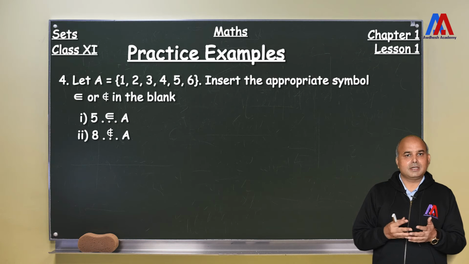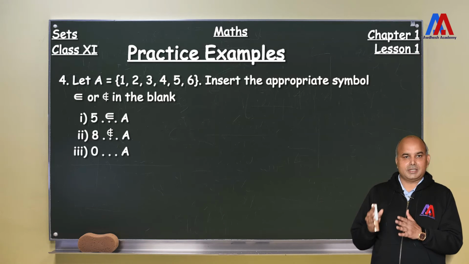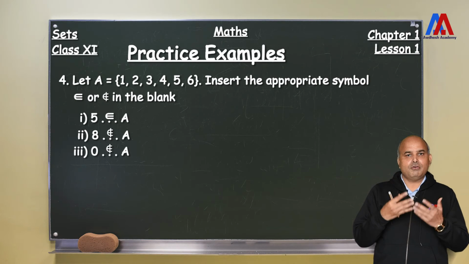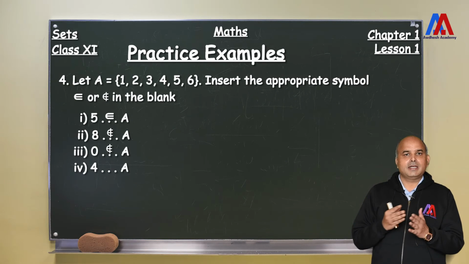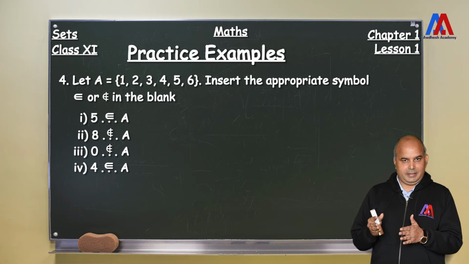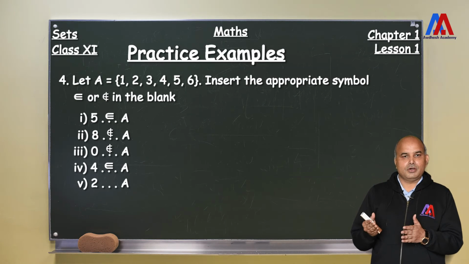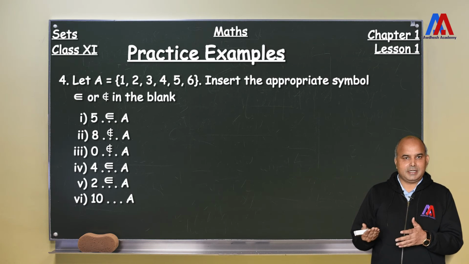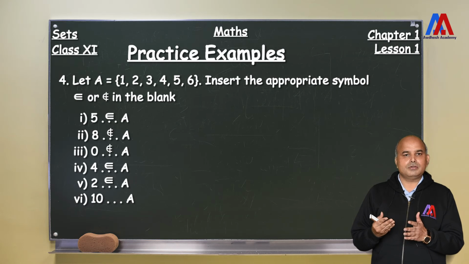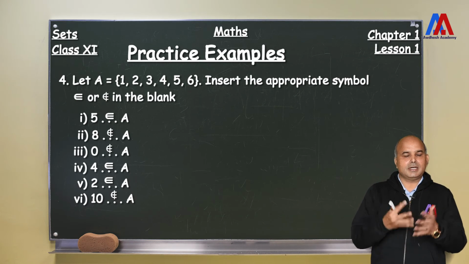Let's take the third one, 0. 0 is again not there, and therefore 0 does not belong to A, so 0 ∉ A. For 4, you can see that it is the fourth element, and therefore 4 belongs to A, so 4 ∈ A. Then if you take 2, 2 again is part of the set, and therefore 2 also belongs to A, so 2 ∈ A. If you take 10, 10 is not part of the set, and therefore 10 does not belong to A, so 10 ∉ A. These will be the symbols, and so here are the answers.